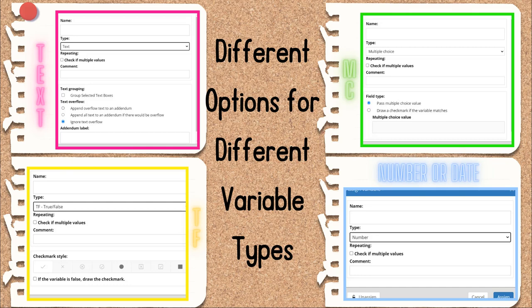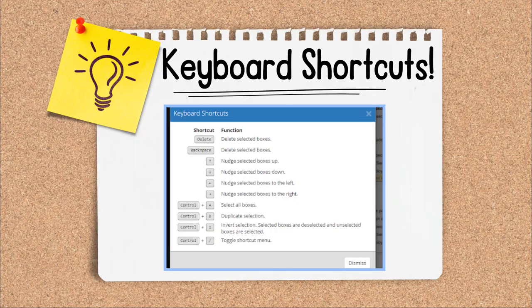Selecting a variable type may seem a bit daunting at first, but you'll quickly get the hang of deciding which variable types will best suit your purposes. The DAT PDF template tool has a couple keyboard shortcuts to make your life easier. The keyboard shortcuts all work without this cheat sheet open, but if you're like me, you never remember what they are. So you could open the keyboard shortcuts cheat sheet by hitting Control plus the forward slash or Command plus the forward slash on a Mac.